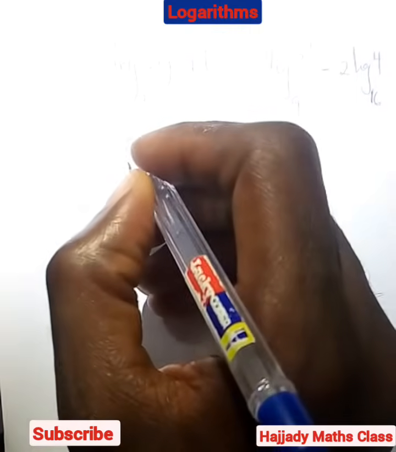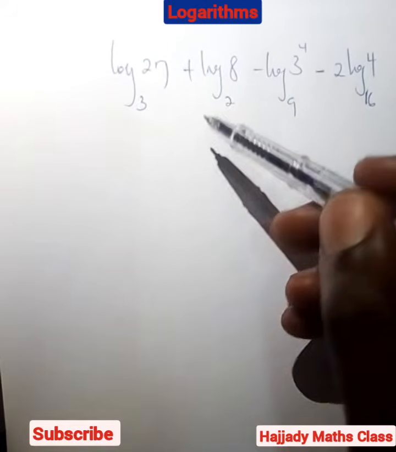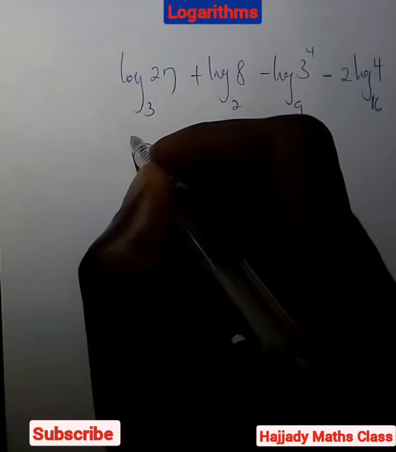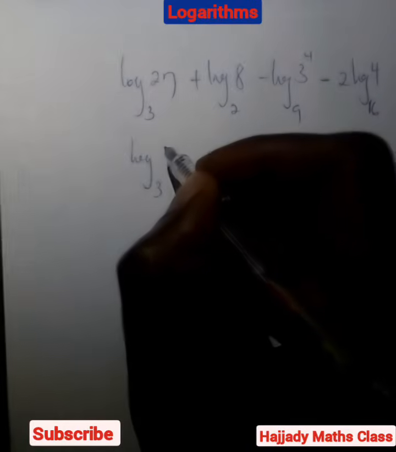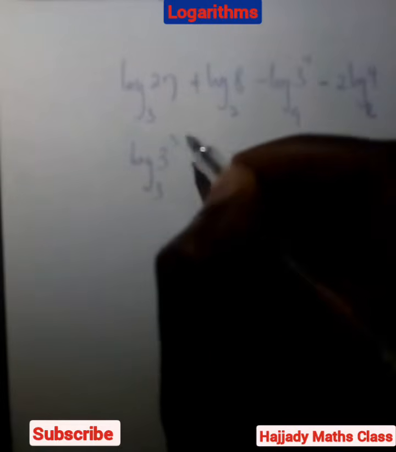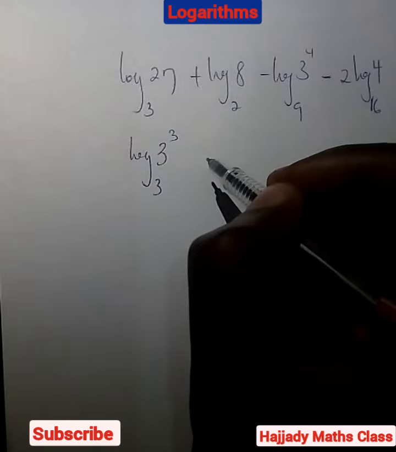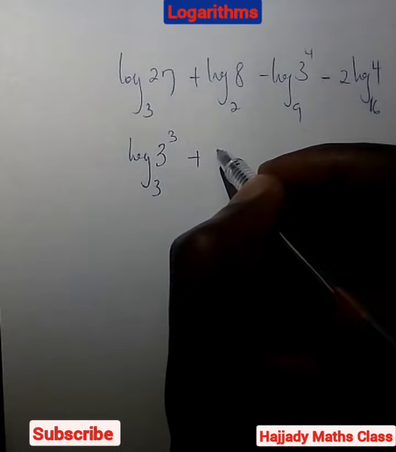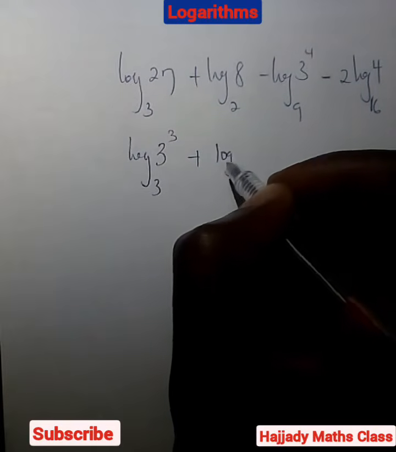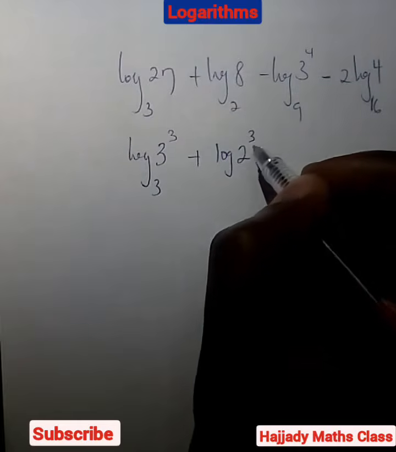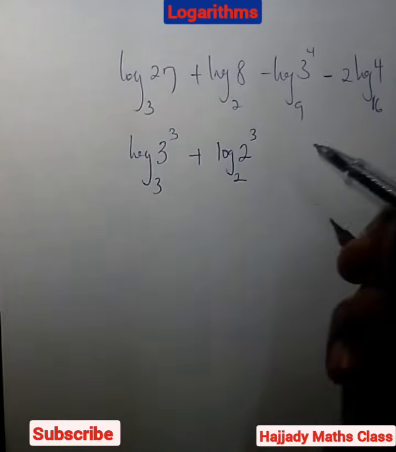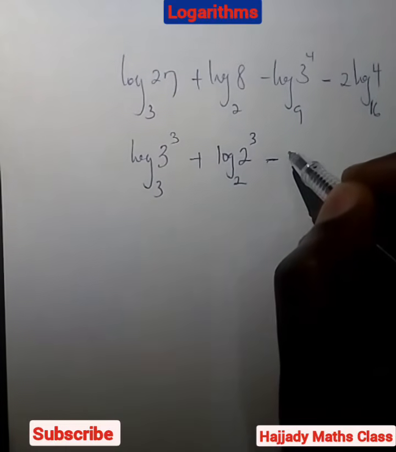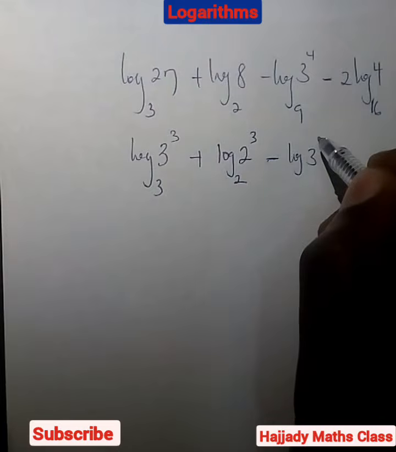Now you agree with me that log 27 can be expressed as log 3 raised to power 3, into base 3. The same thing will be done to 8. It can be expressed in powers of 2, and here we have log 2 raised to power 3, into base 2. If you proceed here, we have minus log 3 raised to power 4.